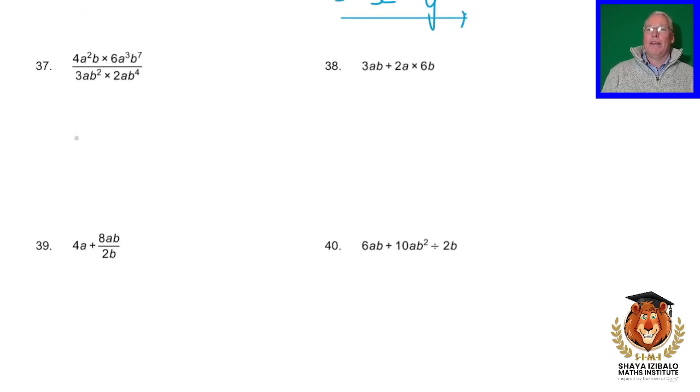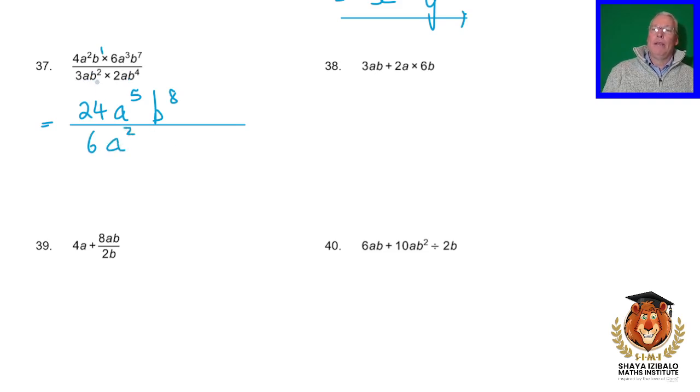Okay, this one over here, exactly the same idea. We're going to multiply the stuff on the top and then on the bottom, let's see what we're going to get. On the top, we're going to get 4 times 6 is 24. a squared times a cubed, when we multiply with the same bases, we're going to add our exponents. 2 plus 3, 5. b to the 1 times b to the 7, b to the 8. On the denominator, 3 times 2, 6. a to the 1 times a to the 1, a squared. b squared times b to the 4, b to the 6.